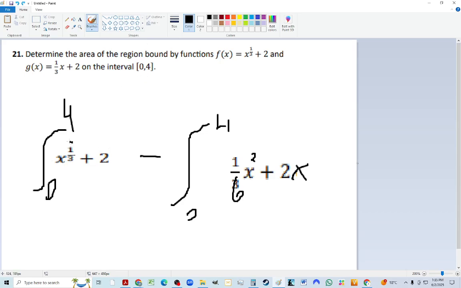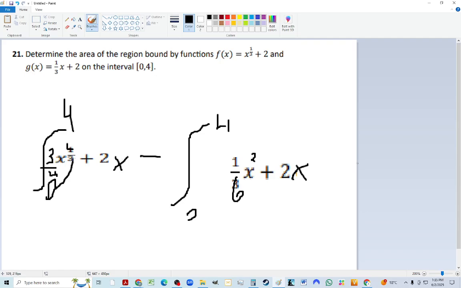This one is a little harder. We have to add 1 to that, which is 3 over 3. So it becomes 4 over 3. And you have to divide it by 4 over 3, which is the same as multiplying it by the reciprocal, 3 over 4. So that's 3 over 4 times x to the 4 over 3, plus 2x.